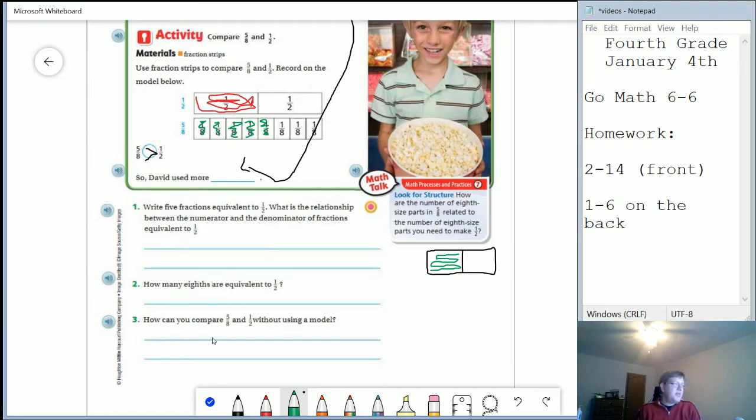And then number 3, how can you compare 5/8 and 1/2 without using a model? So we are actually going to use kind of logic or reasoning to figure that part out. So I am going to tell you to pause the video, work on those 3 problems, and when you're ready, go ahead and hit play again.